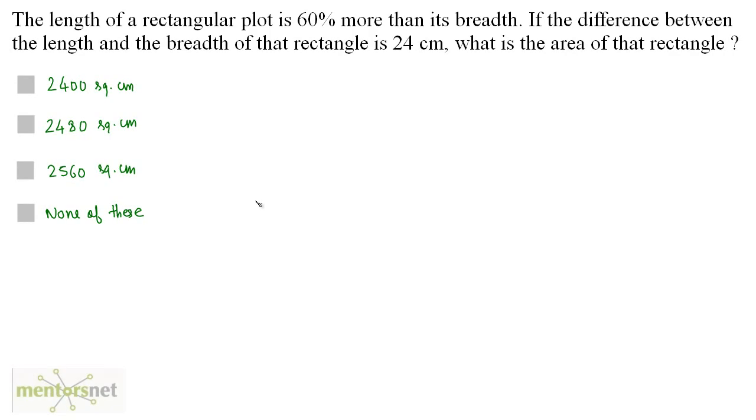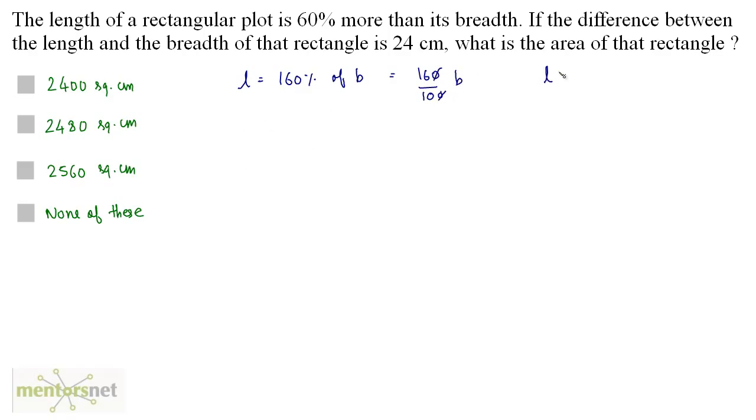The length of a rectangular plot is 60% more than its breadth. If the difference between the length and the breadth of that rectangle is 24 centimeter, what is the area of that rectangle? So the length of this rectangular plot is 60% more than its breadth. So I can write length is equal to 160% of breadth. Right? So that's 160 by 100 times B.